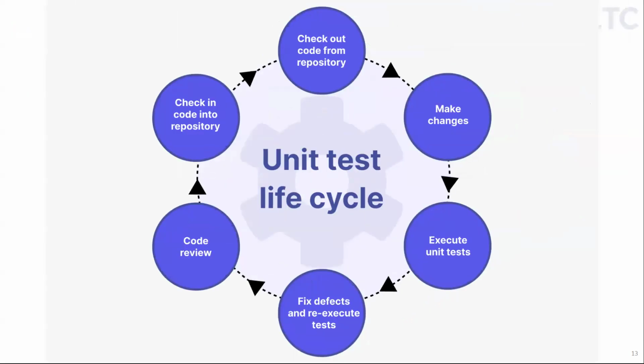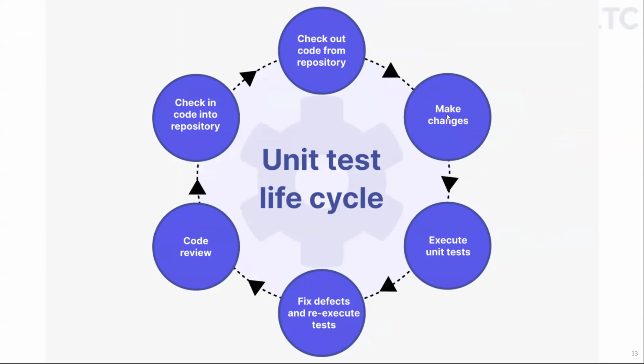So here's the life cycle of unit testing. We can start from the top: check out code from the repository. So what does that mean? You have a GitHub or a Bitbucket or whatever where you are checking the code. You're downloading the code. That's called checkout. And then you make some changes.